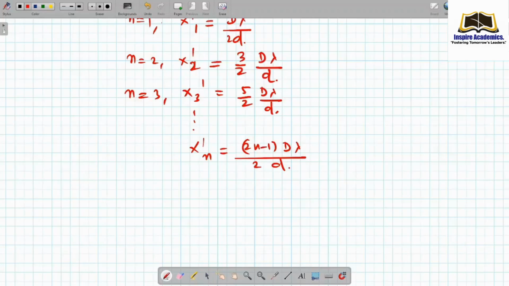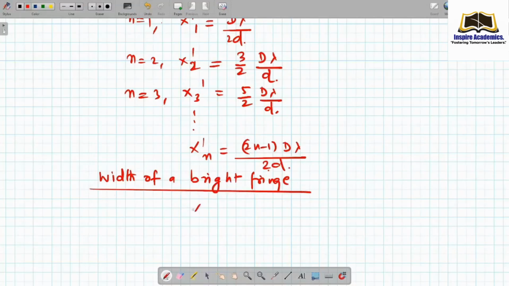So I'm sure you must have understood this. Now width of the fringe will be what? What is the fringe width? Width of a bright fringe. Let us take out the width of a bright fringe. If you notice, my width would be xn minus x(n-1). The width between two consecutive bright points would be the bright fringe width. Yes or no? Tell me.